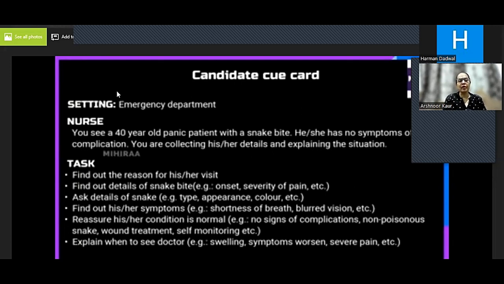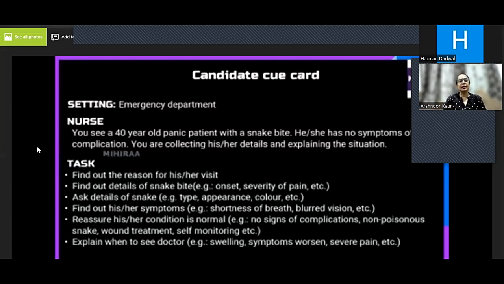Now, what is your task? Find out the reason for his or her visit, find out details of snake bite, that is onset, severity of pain, etc. Ask details of the snake, for example, the type, appearance, color of the snake. I'm going to start. I'll simultaneously explain the things to you so that you should be able to understand how it is to be done.